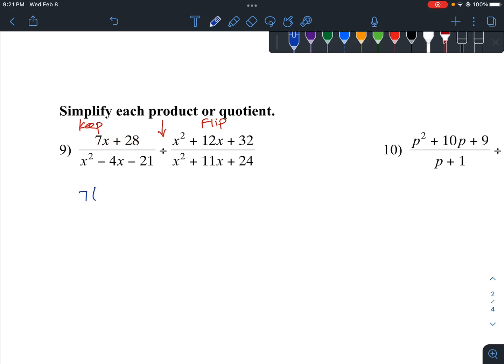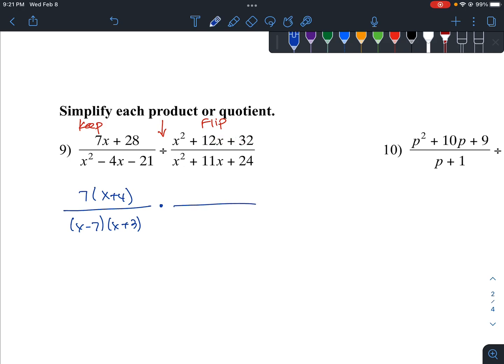That's going to be 7 and x plus 4, all over two numbers that multiply to be negative 21 and add to be negative 4. So it's going to be x minus 7 and x plus 3. I'm going to multiply. Now I am going to flip these, so this is going to be on top, and that's going to be on the bottom.